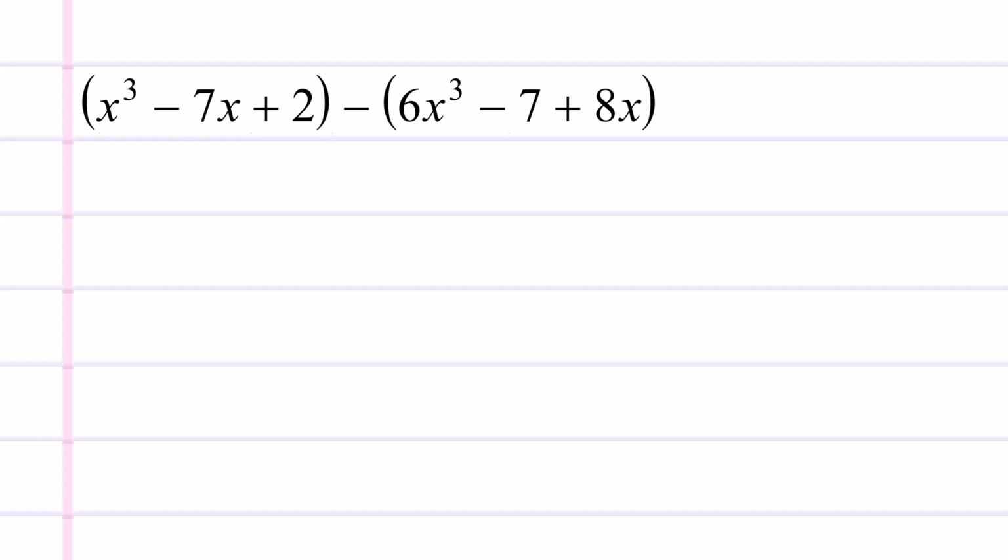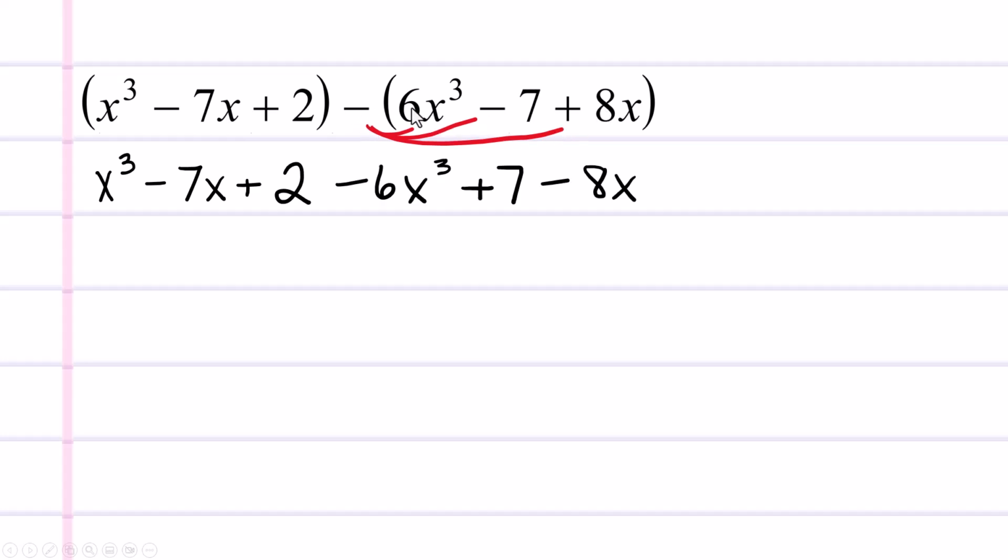Let's do it again. Copy the first trinomial as is. Then you have this negative, and you are going to change this to a plus, but everything afterwards, the signs flip. It's going to become a negative 6x cubed. A negative becomes a positive 7, and a negative plus becomes a minus 8x.